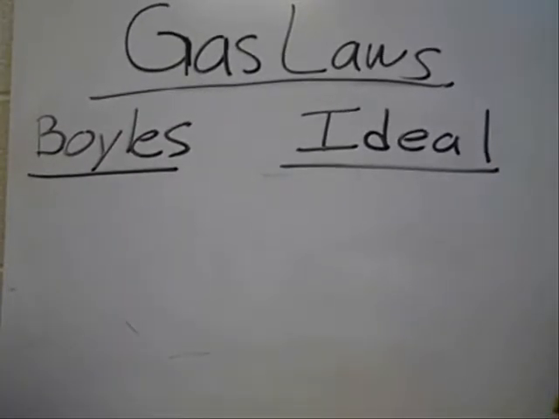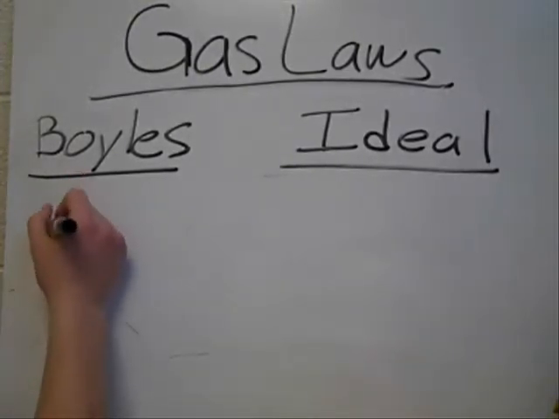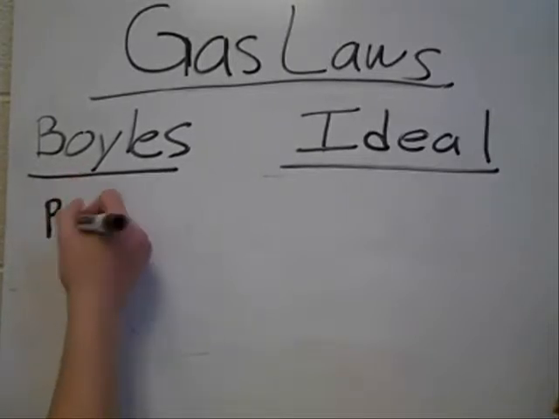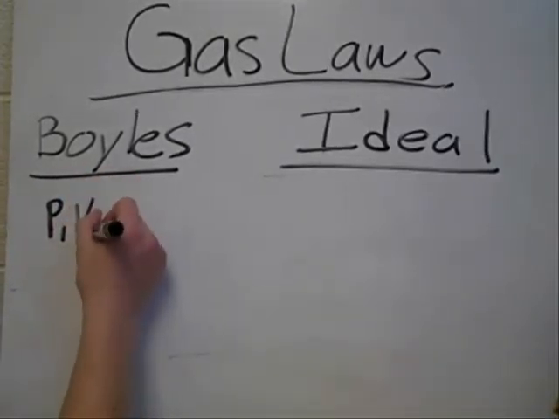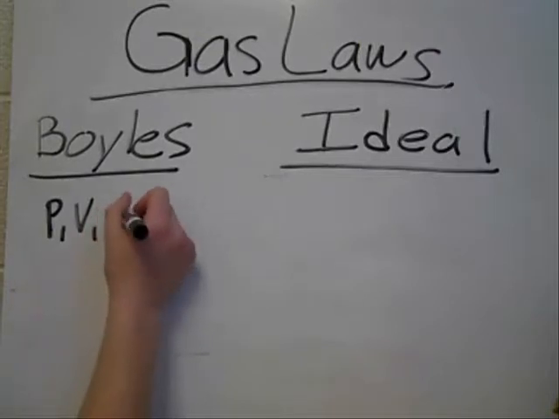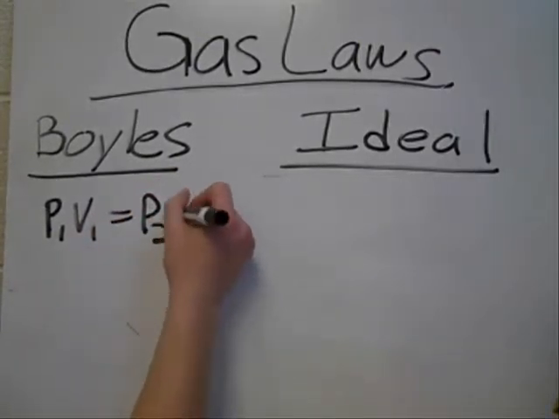Okay, the next 2 equations that we're going to do are going to be Boyle's law and the ideal gas law. These are a little easier than the other ones. So Boyle's law is going to be P1 times V1, pressure times volume, equals P2 V2.